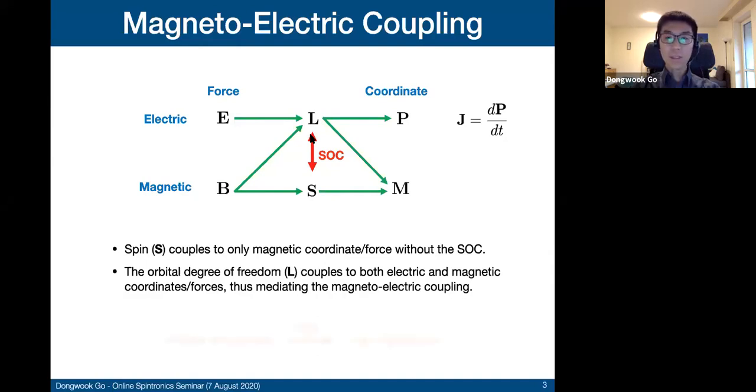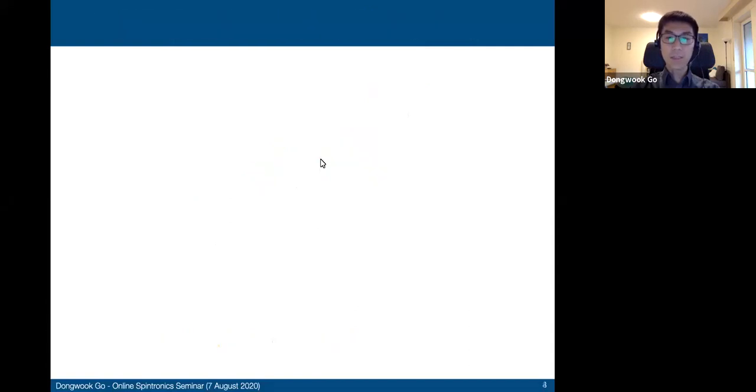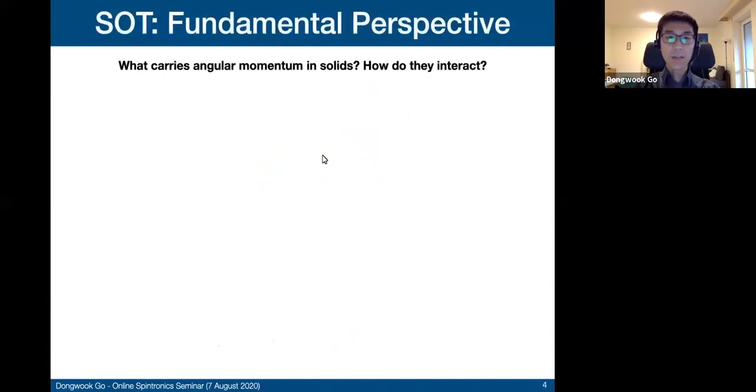But once we include the spin-orbital interaction, then the spin dynamics will be entangled with the orbital dynamics. Therefore, spin and orbital, entangled together, will mediate magneto-electric coupling. So let's have a look at this more closely. Here, I'm going to look at what carries angular momentum in solids and how they interact.